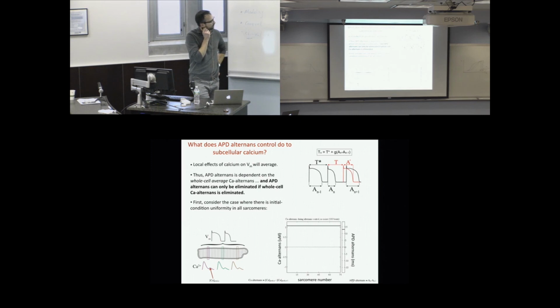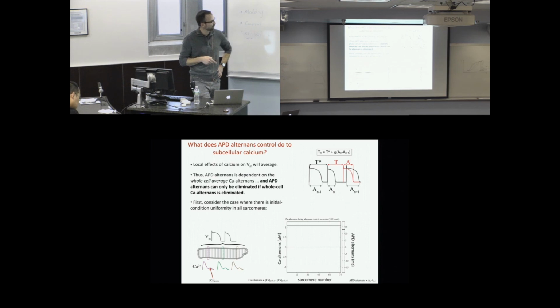I'm going to try to talk through the idea behind the computational study. The local effects of calcium on the membrane potential essentially average, because you have one series of equations and one membrane, for the reasons I described on the previous slide. Thus, action potential duration alternans, which is membrane potential alternans, is dependent on the whole cell average calcium alternans. And action potential alternans can therefore only be eliminated if whole cell calcium alternans is eliminated.